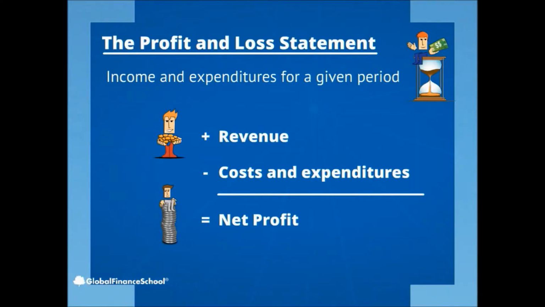The profit and loss statement. The profit and loss statement presents the income and expenditures for a given period, such as a year or a quarter. If we take a look at profit and loss statements, we will see it starts with revenues, such as sales, and continues with a detailed list of costs and expenditures, such as cost of sales and marketing expenditures. The bottom line in this statement will be the net profit.